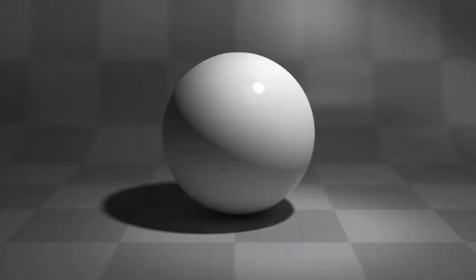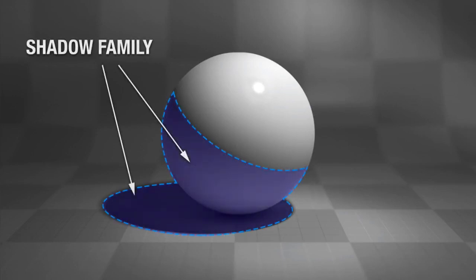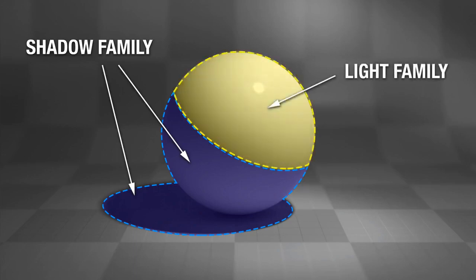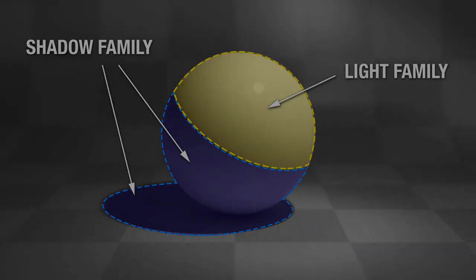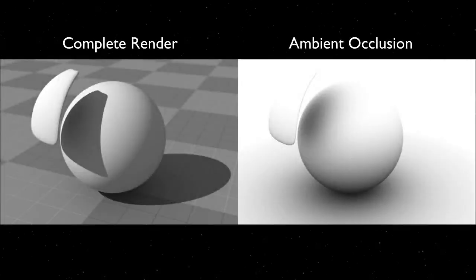I would like to make you aware of one more thing. Ambient occlusion shadows are only really visible in the country of shadow, or the shadow family, and almost never in the country of light, or the light family. This gives you a shortcut. When drawing ambient occlusion, you only need to look for it in the form shadow and cast shadow.